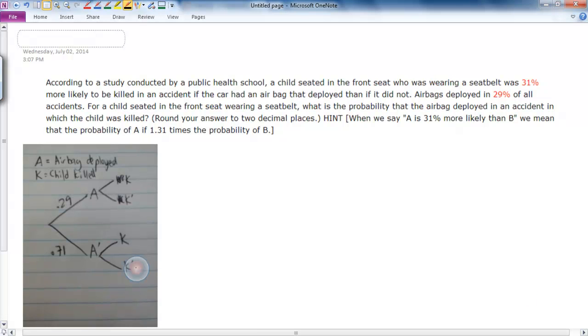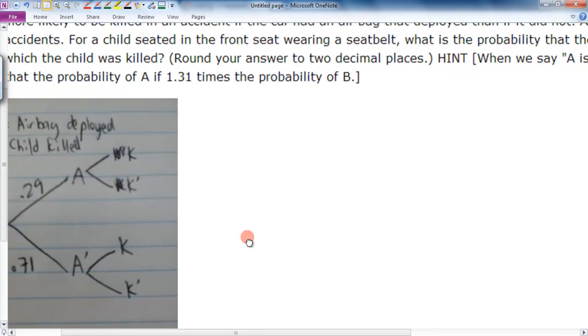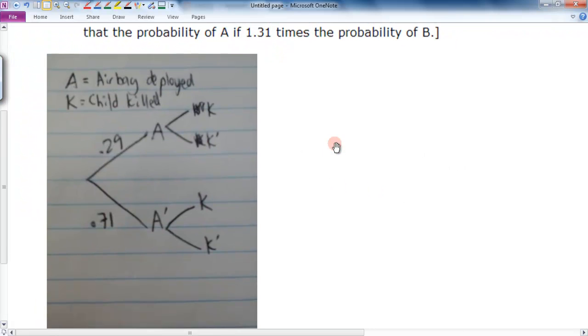Okay, first thing I want to say is watch your notation. You're being a little bit sloppy and it's making me nervous. So going down the tree, this branch is saying airbags deployed, this branch is saying airbags didn't deploy. Now here, this means the child was killed, but it's given that the airbag deployed. This one here would be the given that the airbag deployed.